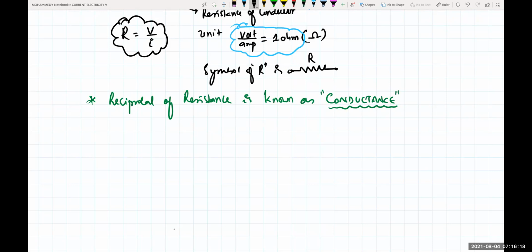Is known as conductance. Clear? So the unit of conductance will be... So I can write here R is equal to... conductance is represented by this relation, represented by the letter G, that is equal to the reciprocal of resistance R. The unit is ohm inverse, or it is also called mho.